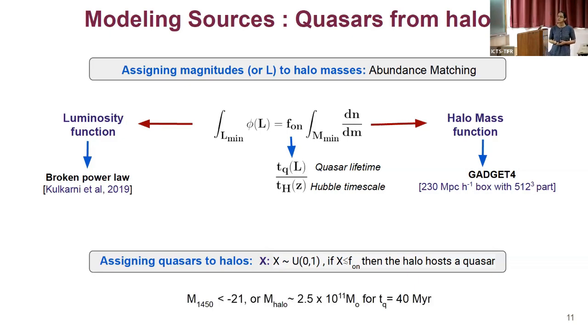If that random number is less than F1, then we say that halo hosts a quasar. Since most measurements indicate that helium reionization ends around redshift 3, we have chosen to work with quasar magnitudes brighter than -21. This roughly corresponds to halo masses of around 2.5 times 10^11 solar masses. Since quasar lifetimes are highly uncertain, for now we have used a luminosity-independent fixed quasar lifetime of 40 million years.